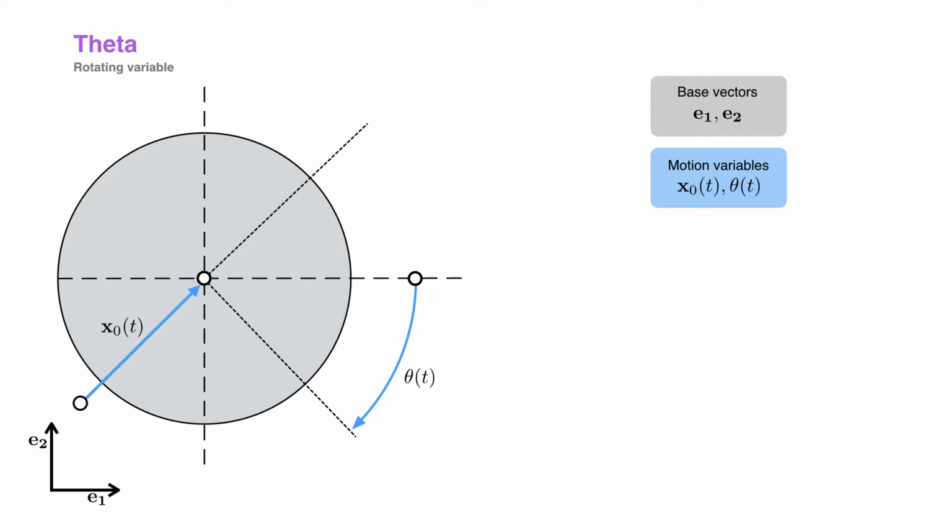Next, we have our theta defined from the horizontal rotating clockwise, and these two variables in blue are going to be our variables of motion for this problem and are going to help us build our position vector to the typical particle.